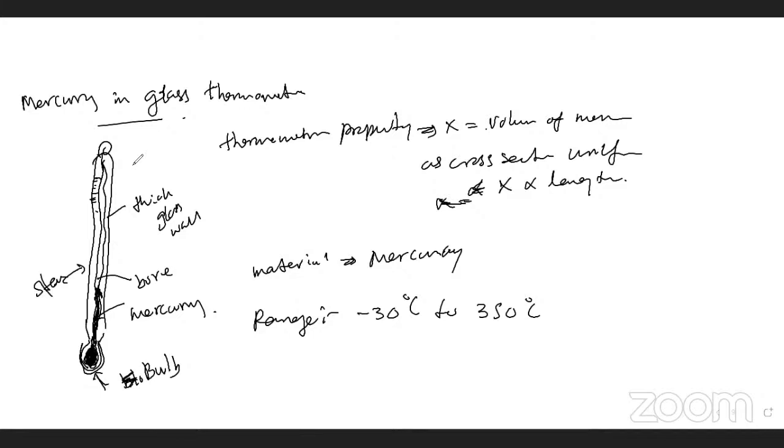Sensitivity again: for 1 Celsius degree, the thermometric property should change considerably. 1 Celsius for 1 millimeter is a better sensitivity. If the Celsius change gives 1 millimeter of movement, that is good sensitivity. A good thermometer has high sensitivity and a quick response.